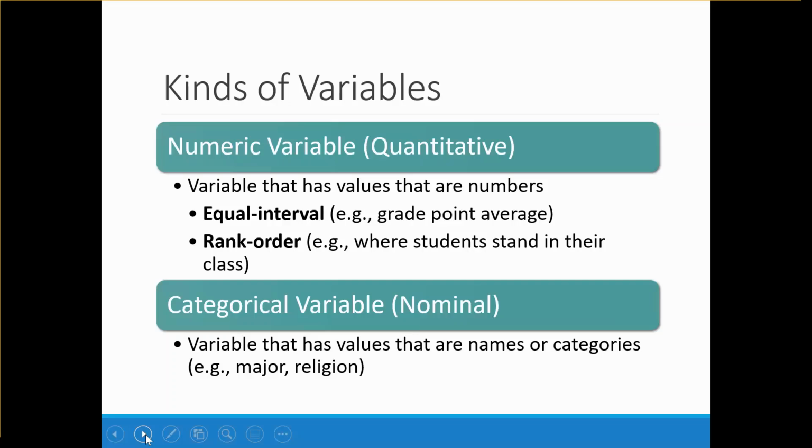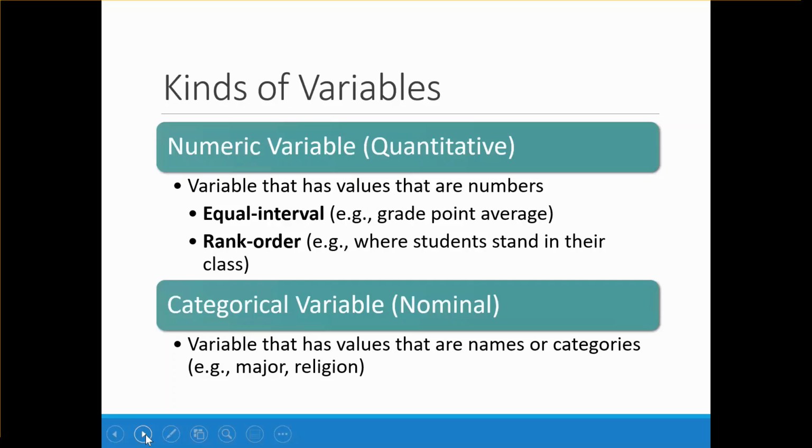So the numerical variables, quantitative, those are the variables where the values are numbers. So equal interval would be the variables that are on a number range, like on a number line, and there are equal points between the numbers, like a grade point average. It could also be an age or weight. Think of things that have a scale that would be on a number line type of thing.